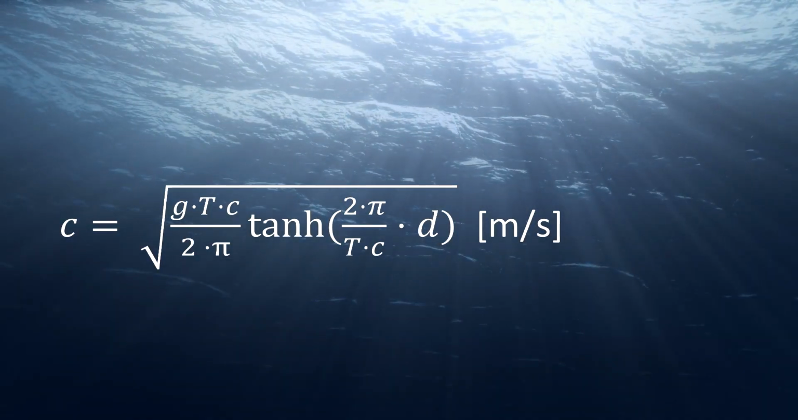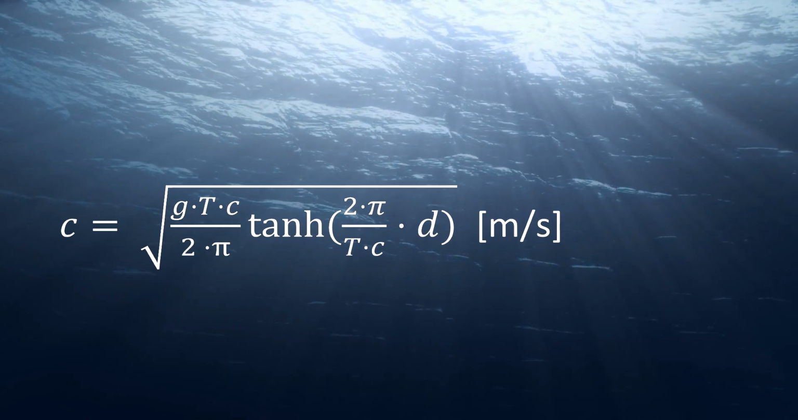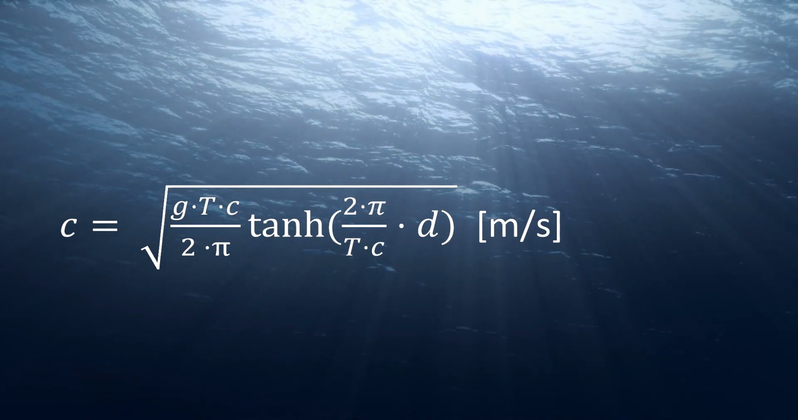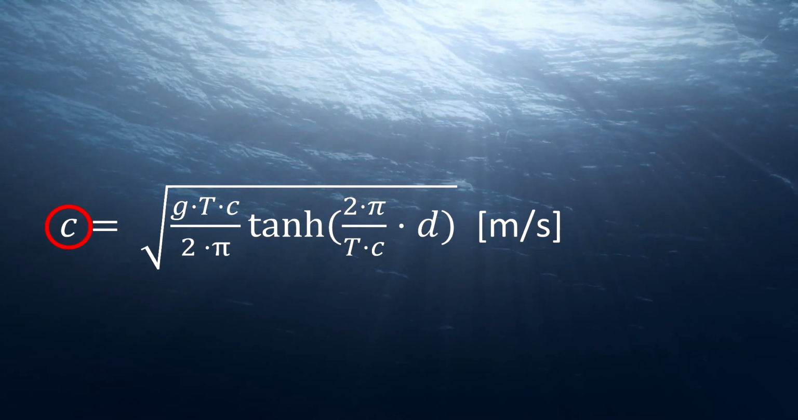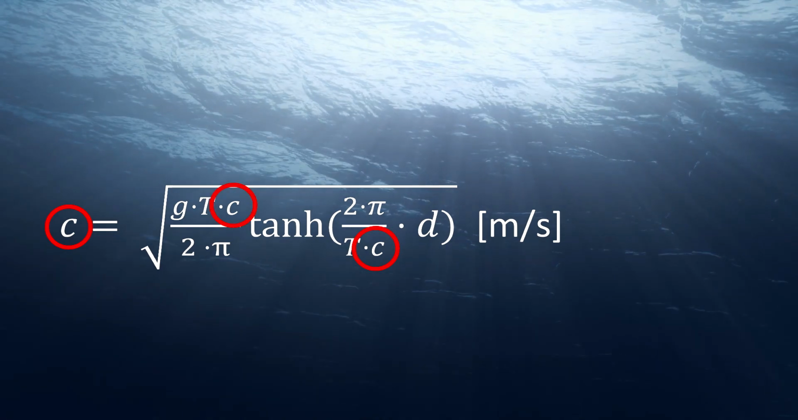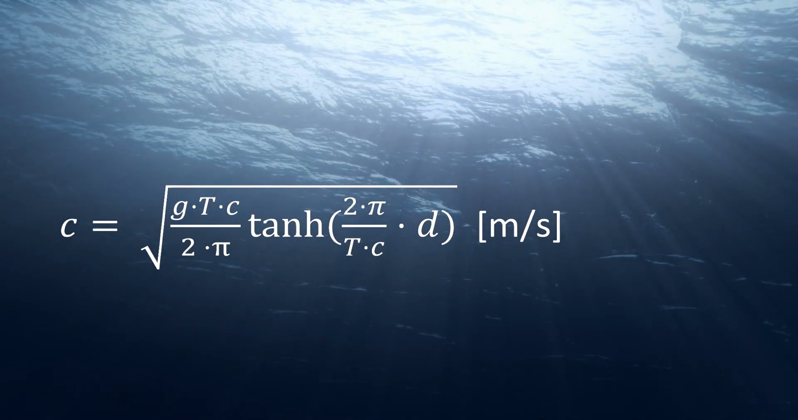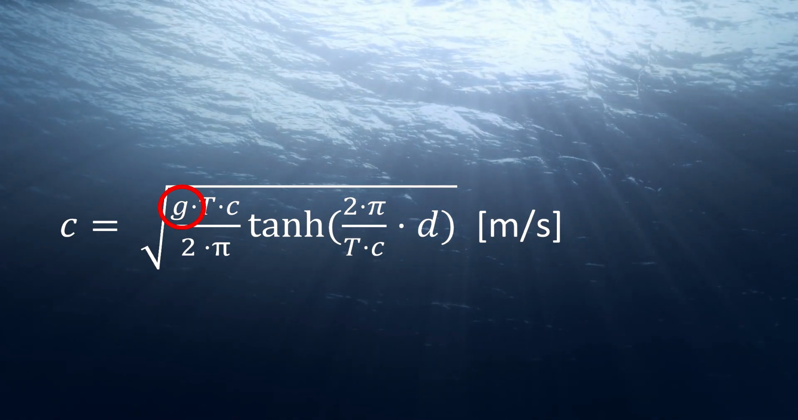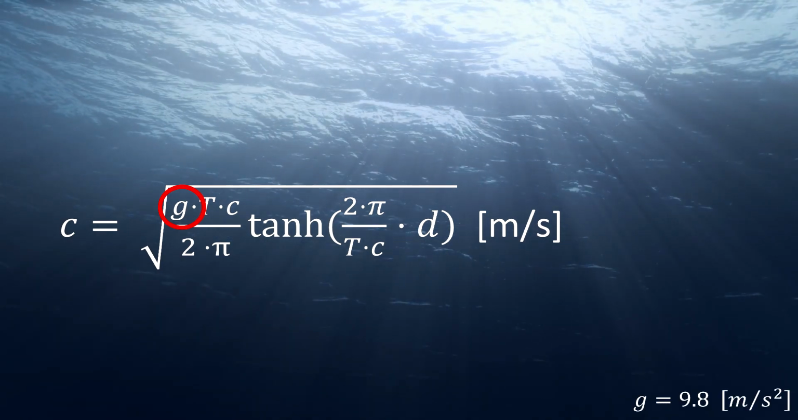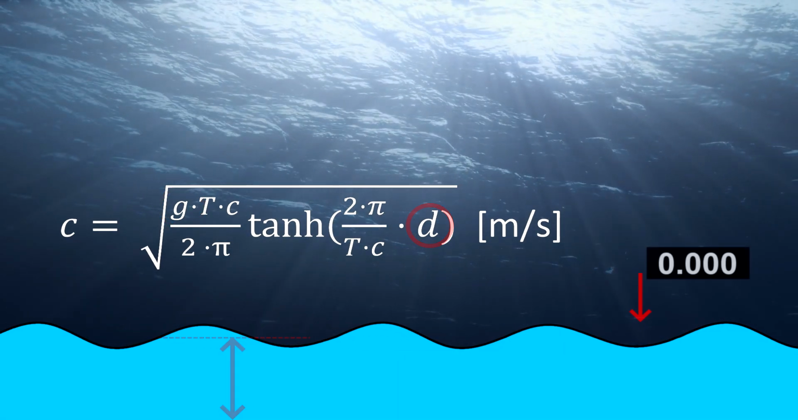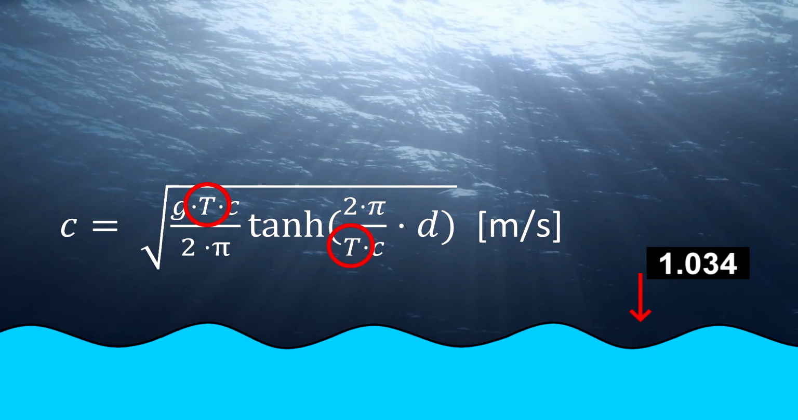Although this equation looks daunting at first sight, it only really consists of 4 easy parameters. We've got c, the wave speed, which we want to find, which by the way also appears in the function itself, making it implicit. Then we've got g, the gravitational acceleration, which is actually just a constant, being equal to 9.8 meters per second squared. Then we have d, the local water depth, and T, the wave period.